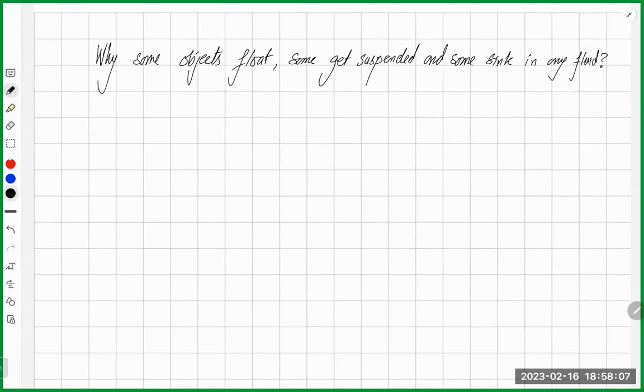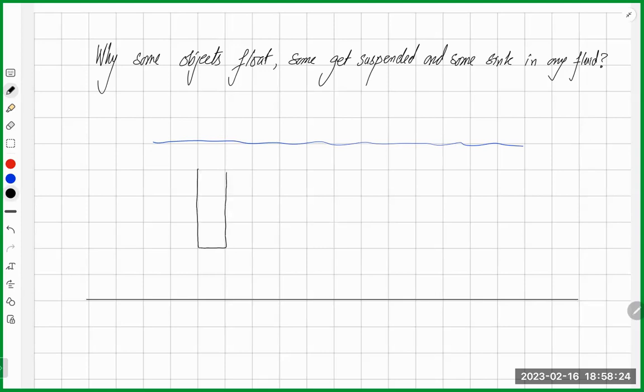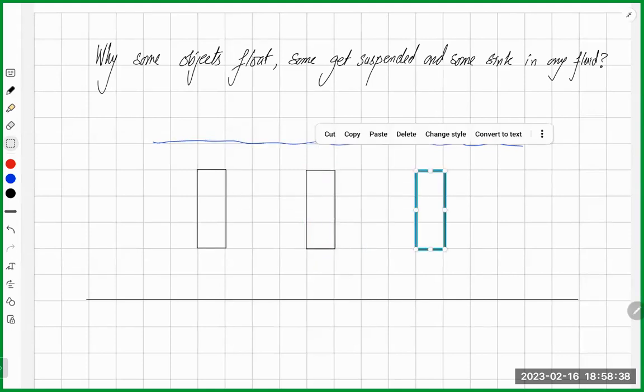Now, this is a fluid. This is a base. Now, we have three objects here. Question, answer.